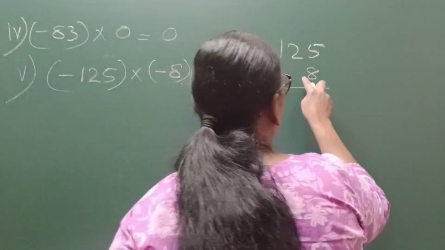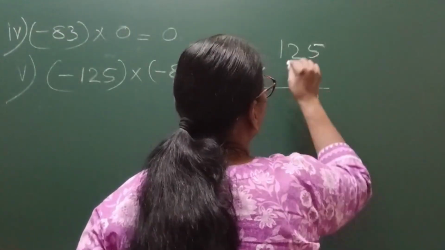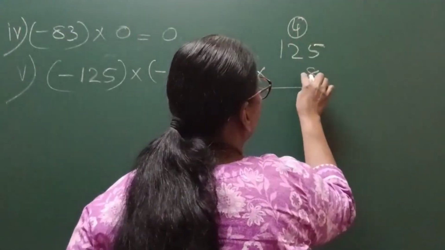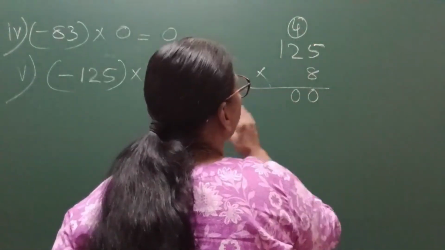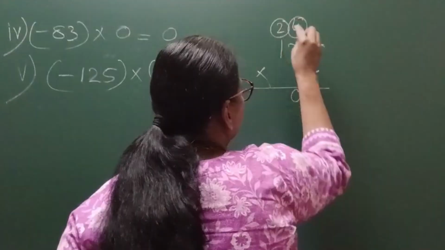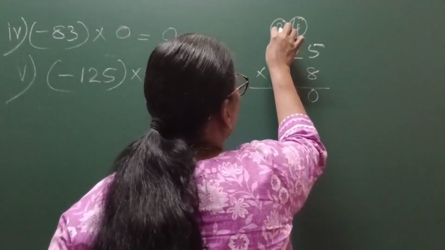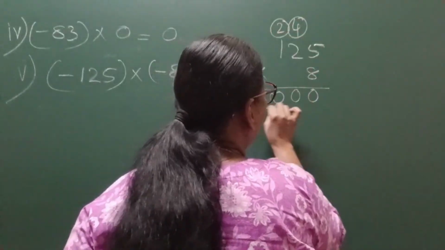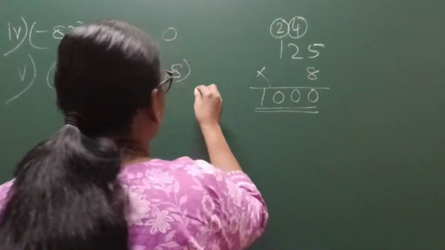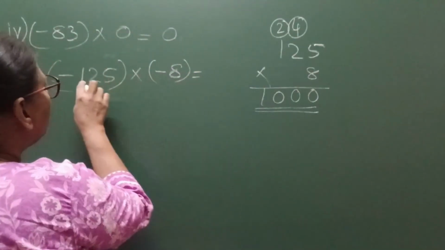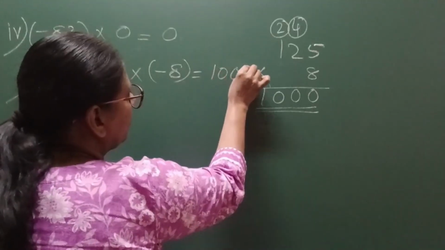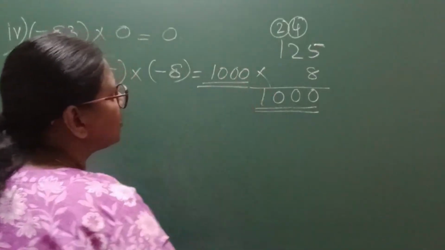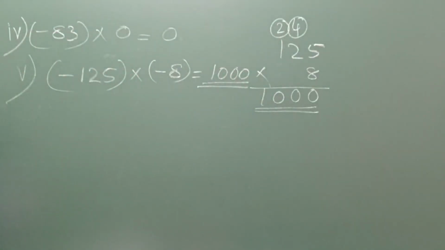Let's do it. 8 5s are 40, 4 balance. 8 2s are 16 plus 4, 20, 2 balance. 8 1s are 8 plus 2, 10. So our product is 1000. Since both the integers are negative, the product will be positive. So 1000 is our answer. Next question.